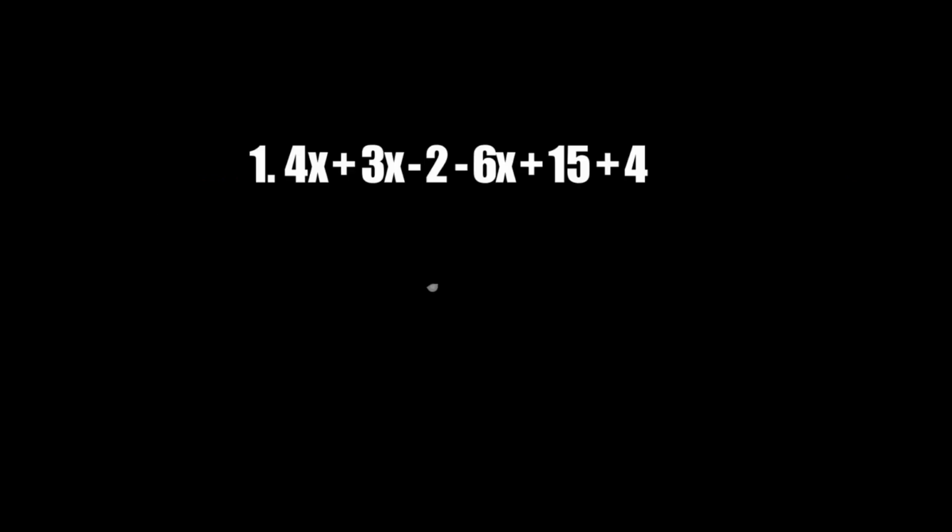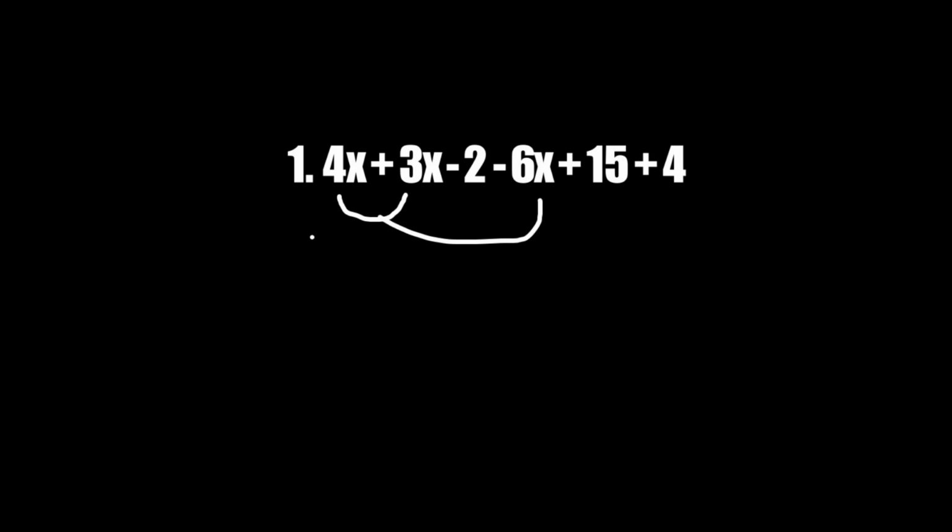Now, let's look at a problem. So it says 4x plus 3x minus 2 minus 6x plus 15 plus 4. What we learned from combining like terms is that we have to combine 4x, 3x, and 6x. So let's do that first. 4x plus 3x is 7x, and 7x minus 6x is 1x, or just an x.